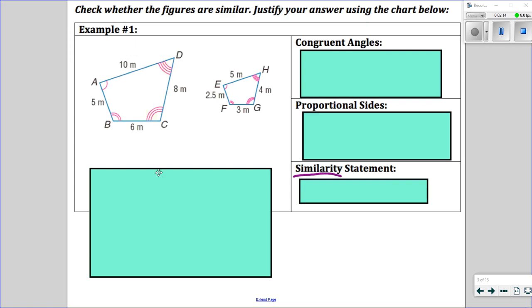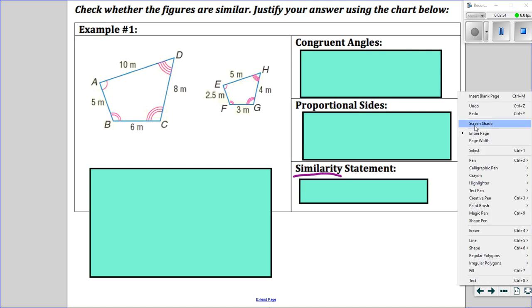So now with the example, it says check whether the figures are similar. Justify your answer by using the chart below. So we have two different shapes. We have two quadrilaterals, and we have to figure out if they are similar. Each side has its own measurements. So we're going to look at each side.